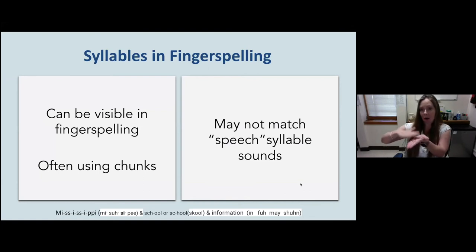So it's important to understand that we have syllables in finger spelling, and you could see that in the finger spelling. For example, the state of Mississippi. You'll notice these little chunks. Now, it's important to know that it's not the same as in English. Often we use chunks, and those are recognized as syllables.